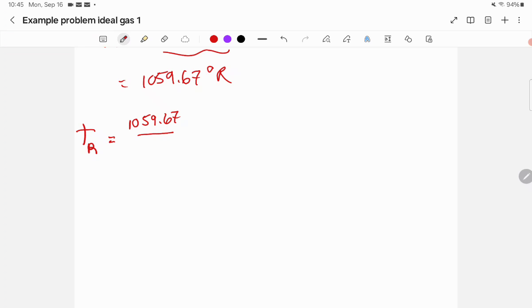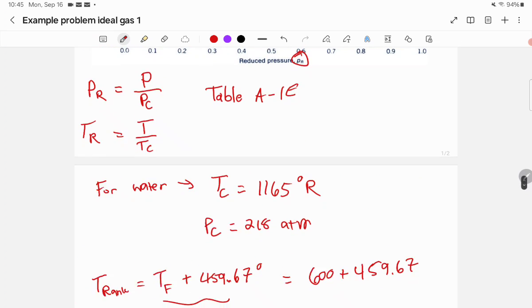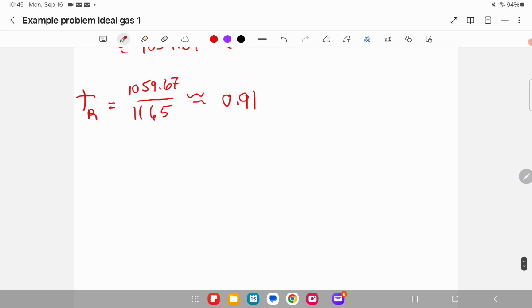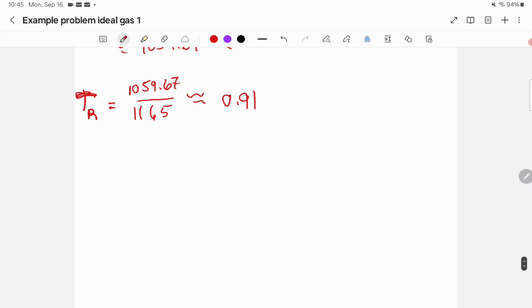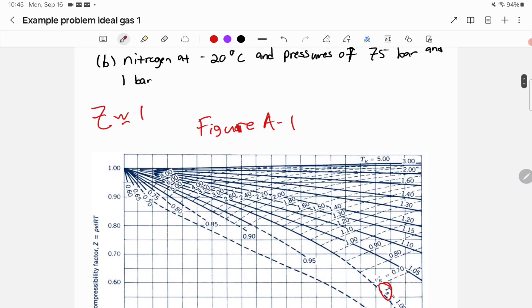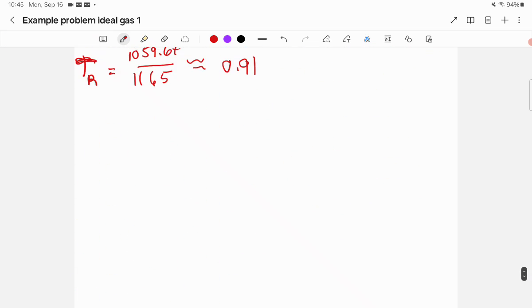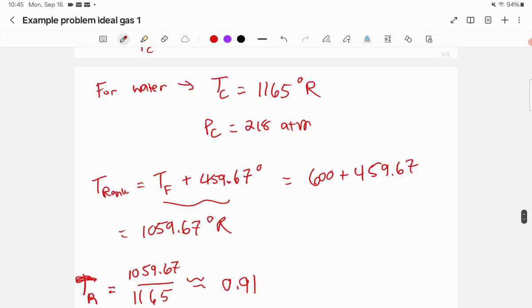And so our reduced temperature, TR, is going to be equal to 1059.67 divided by the critical, which was 1165. And this is going to be approximately 0.91. So I'm just going to round it to 0.91. And obviously, we're reading off of the figure here, so we're not going to get extremely accurate anyways.